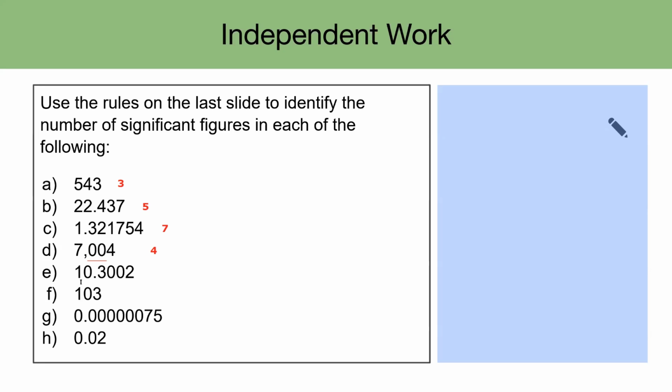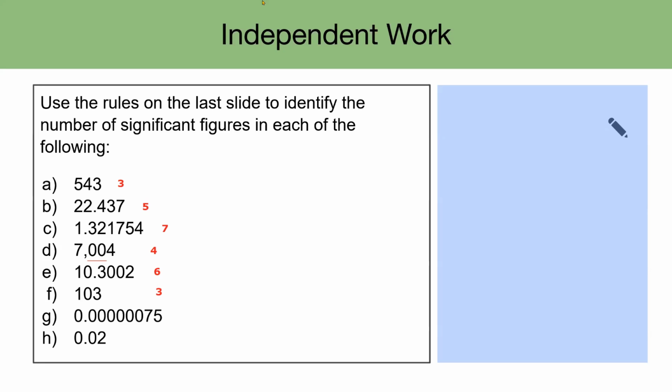Then we come to 10.3002. All those numbers are sandwiched as well. This is just 6 significant figures. Letter F, same deal. Even though there's no decimal place this time, these numbers are sandwiched.